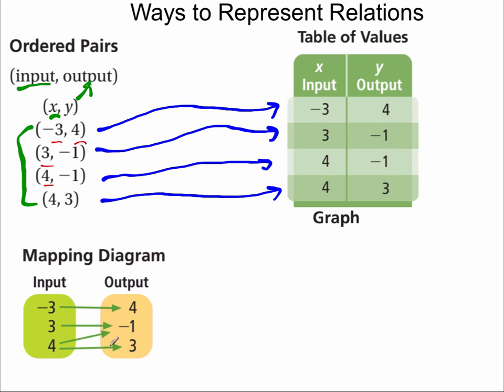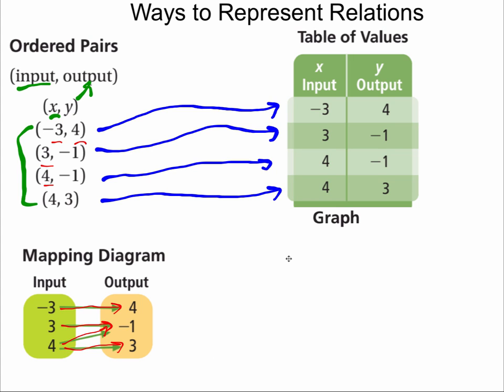Now, to show the mapping, we're literally going to map our input to our output. So -3 maps to 4. So you'll take an arrow and take it from -3 and map it over here to 4. 3 maps to -1. And 4 maps to -1. And this last one says 4 also maps to 3. So a mapping diagram will look like this.